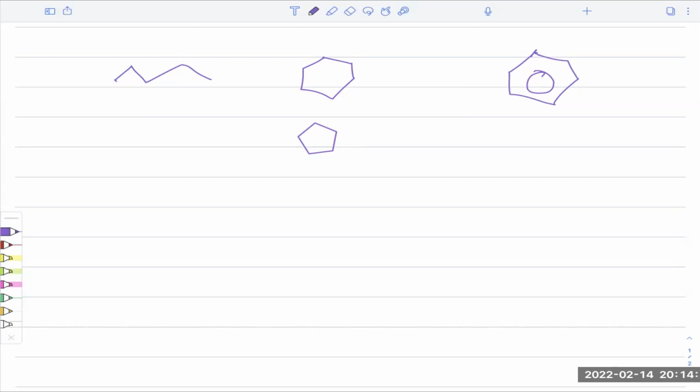So these two, we call them aliphatic compounds. If you have these long chains, those are aliphatic. And within the aliphatic, we have another group which is cyclic. So this one is cyclic. That is a cycle made from these carbon chains.